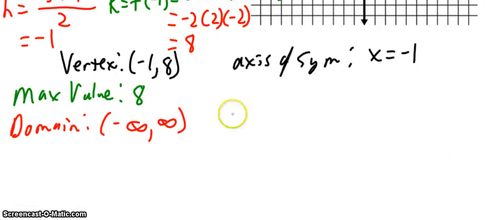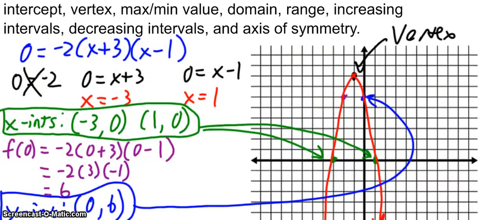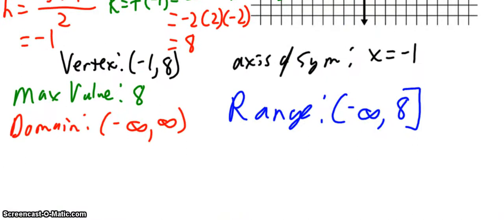The range is negative infinity to 8. Remember, that is our maximum value. And then the last thing we are doing are increasing and decreasing intervals and our axis of symmetry. So we already actually identified the axis of symmetry.